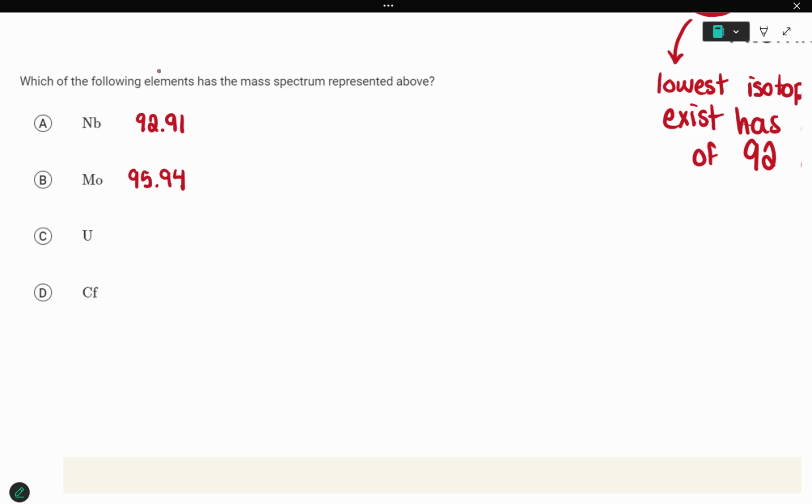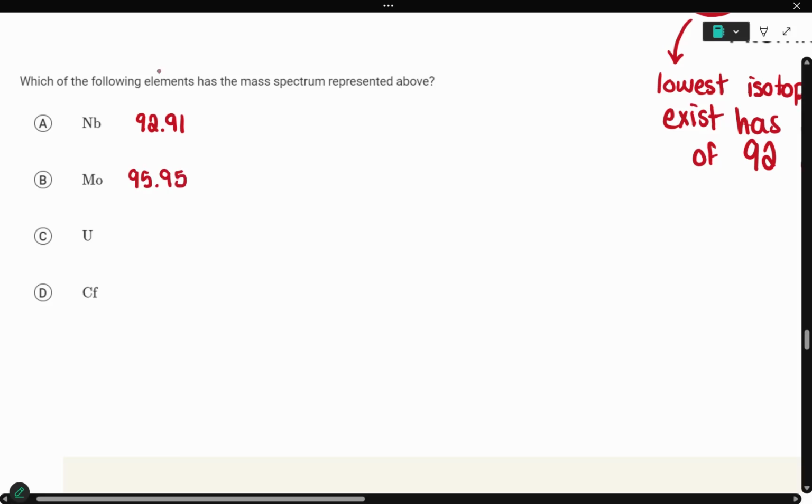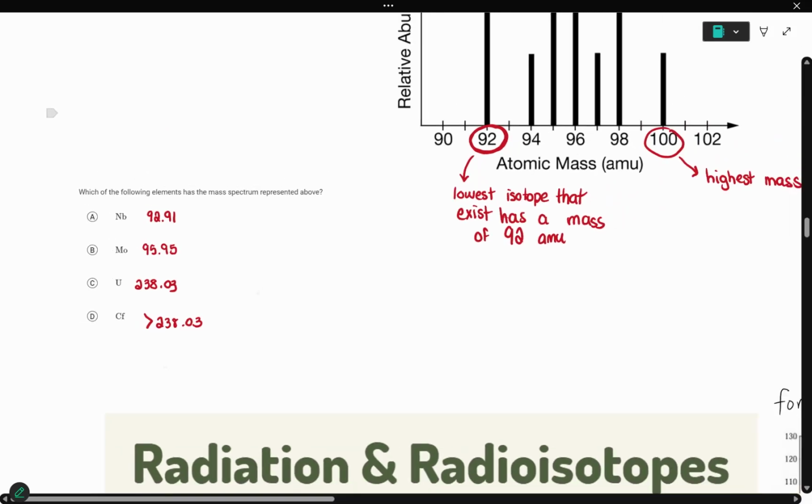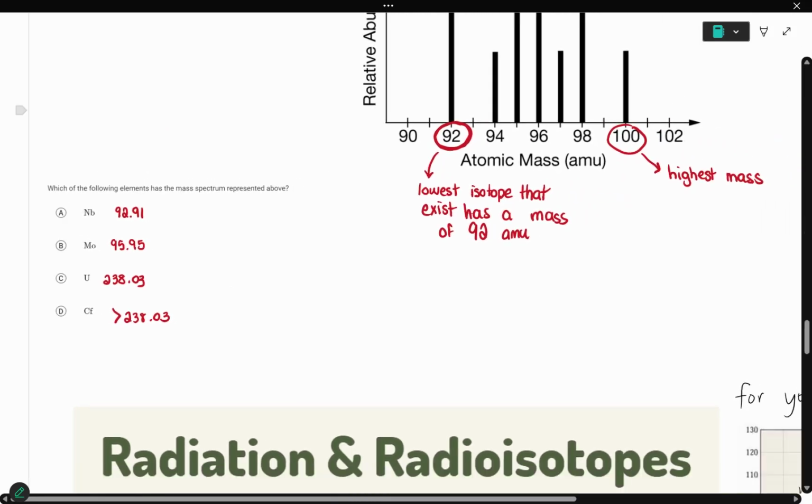How about uranium? It's one of the bottom ones. What's uranium? 238.03. And the last one, I don't remember what it's called, but it's higher than uranium, so greater than 238.03. So immediately, we know it cannot be C and it cannot be D, because those averages would not make sense in the context of that mass spectrum.